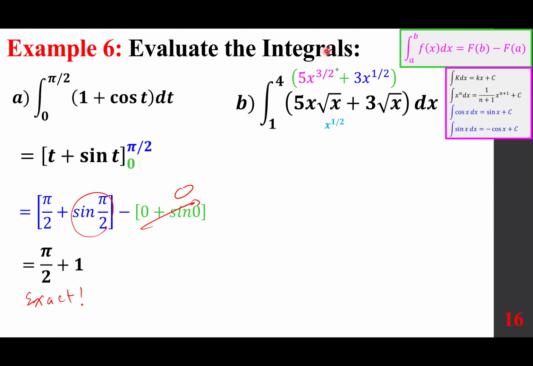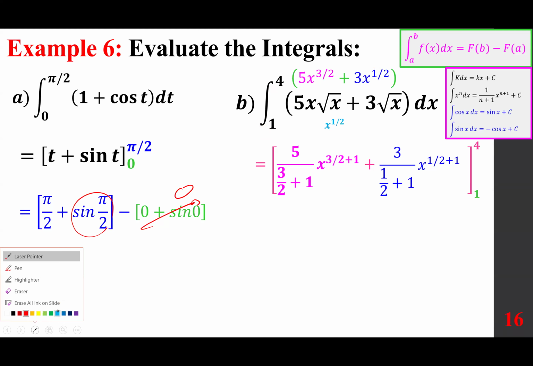Starting with the first one, 5 divided by 3/2 plus 1, x to the power of 3/2 plus 1. Second piece, 3 divided by 1/2 plus 1, x to the power of 1/2 plus 1, and of course, from 1 to 4. And believe it or not, this is the end of calculus. Now, we are going to simplify this number.